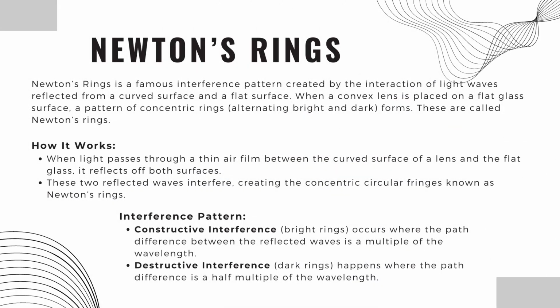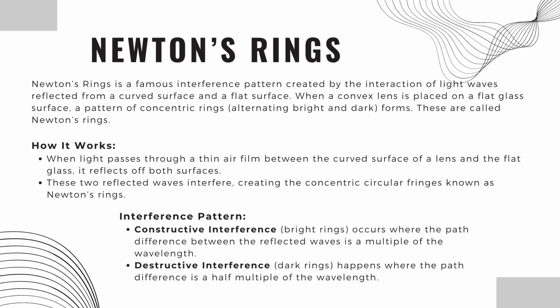Newton's rings is a famous interference pattern created by the interaction of light waves reflected from a curved surface and a flat surface. When a convex lens is placed on a flat glass surface, a pattern of concentric rings, alternating bright and dark, forms. These are called Newton's rings.